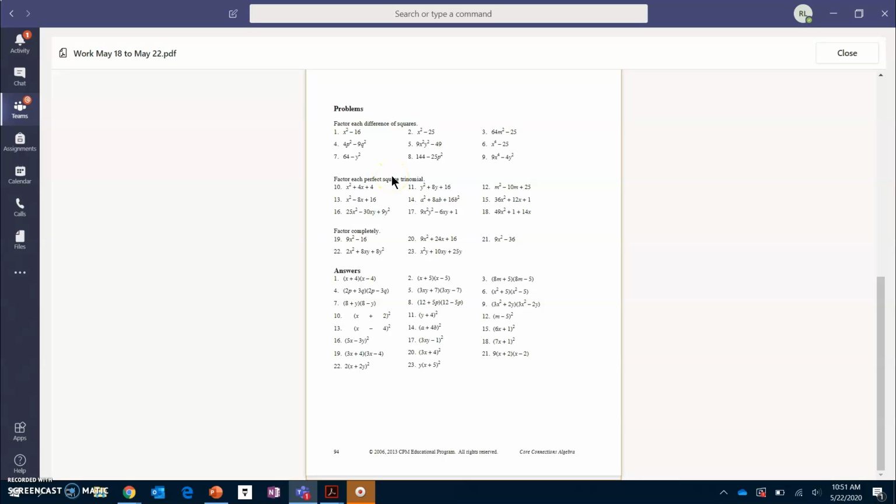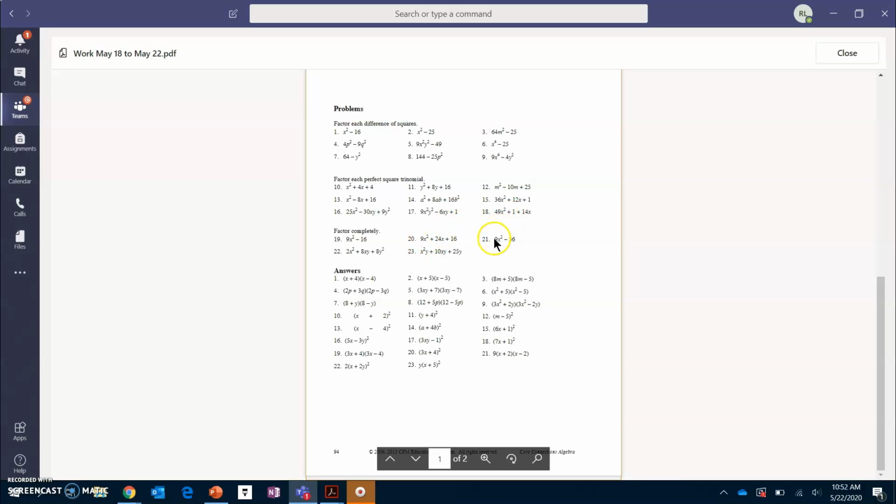And there is a chance that you might have to first take out a common factor. Remember that the first step before you start using the forms is to think about whether there is a number that goes into 9 and 16. No, because the only numbers that go into 9 are 1, 3, and 9, and none of those go into 16. For this one, is there a number that goes into 9, 24, and 16? 3 goes into 9 and 24, but not 16, and 4 goes into 16 and 24, but not 9. So there's no common factor here.